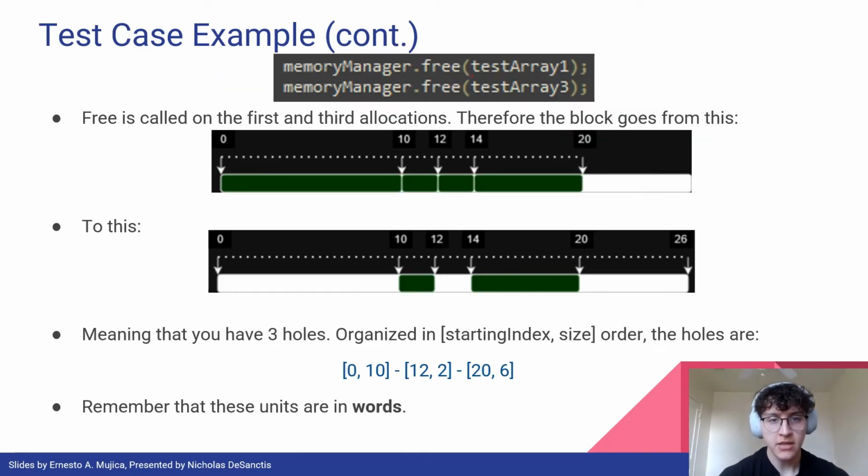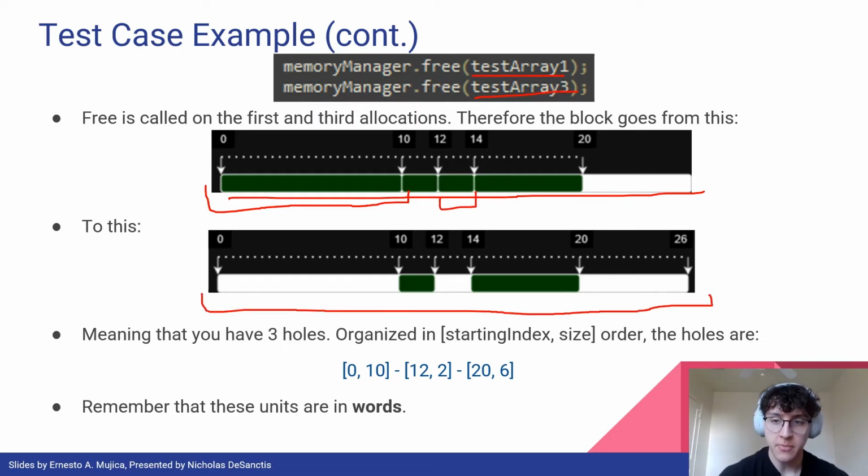Then we'll free the first and the third arrays and see what happens. In other words, we're going to go from this and we're going to free the first array and the third array. And as we can see, this is what we end up with. So the list of holes, if we want to call getList, for example, should look something like this.